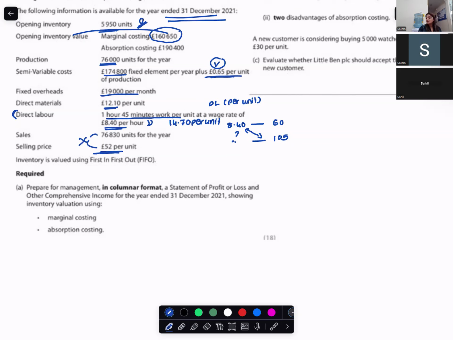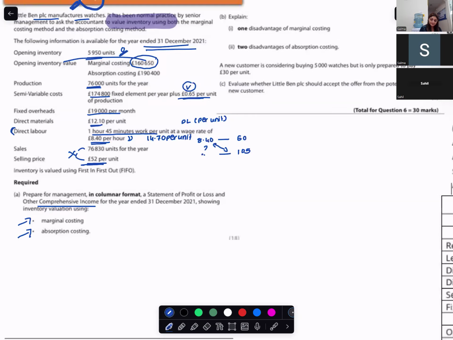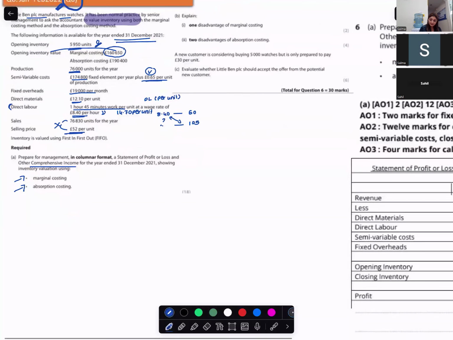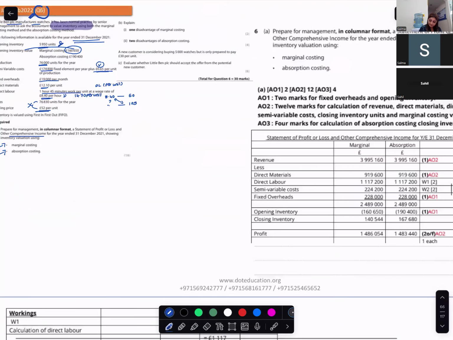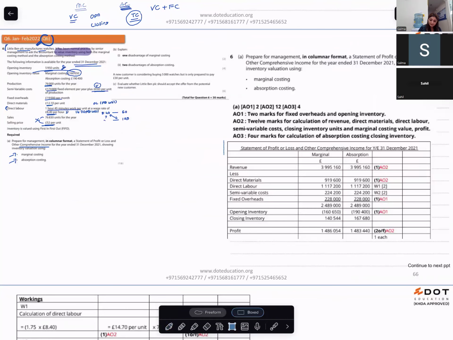First, I need to see what is the question that is asked. So they want a statement of profit or loss and other comprehensive income, and they want inventory valuation showing marginal costing and absorption costing. Okay, fine. No problem. What I will do is I will put this over here.